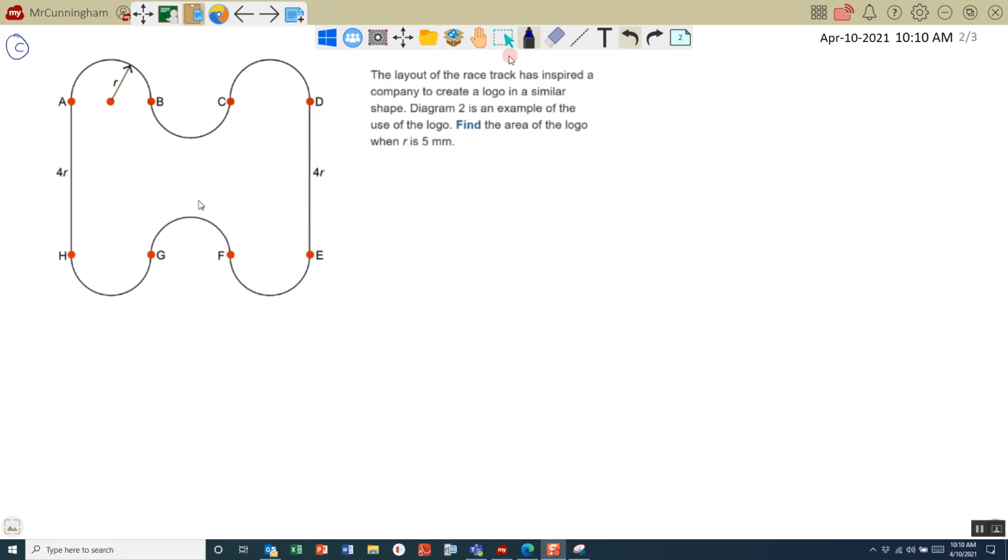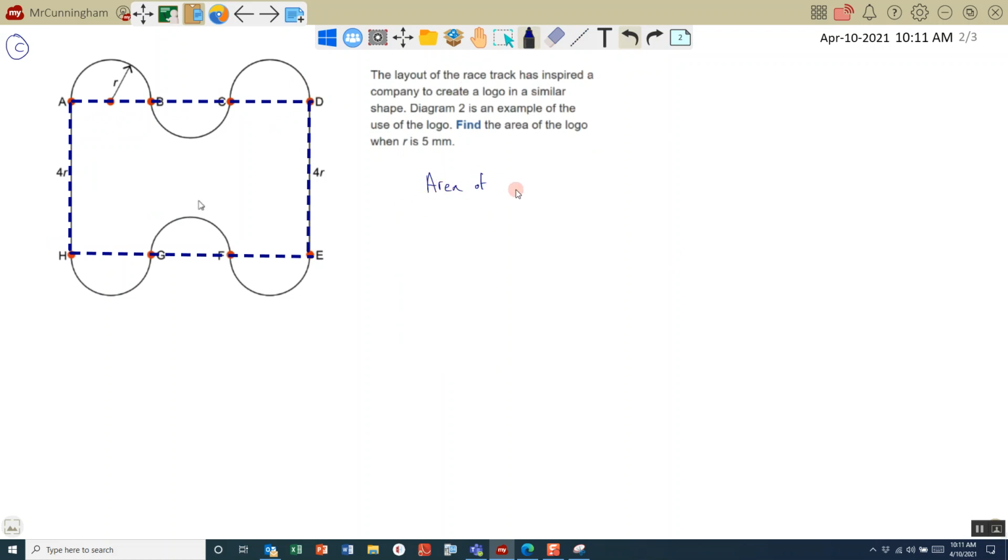We have to now work out the area of this logo when r is 5. Now there's different ways you can go about this. It looks a bit horrendous, but what I'm going to do is split this up into different shapes that we can work out the area of easily. So my first one, I'll just go around all the first part. Okay, so I've created a rectangle, ADEH, and I can work out the area of that rectangle easy enough.